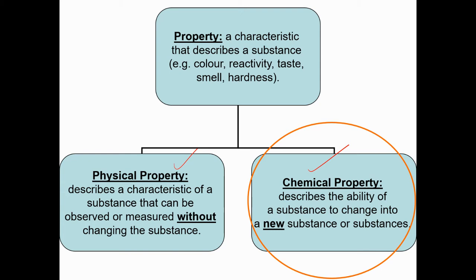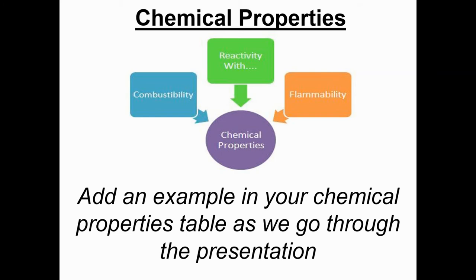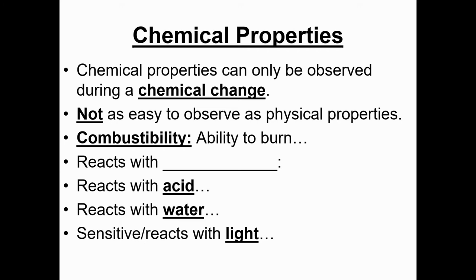And so we'll take a look at the various examples of chemical properties that exist. The main examples that we're going to discuss are combustibility and flammability, as well as reactivity with. So, as I mentioned, chemical properties can only be observed when you're doing a chemical change of some sort, when you're changing the identity of what your substance is. So they're not as easy to observe as physical properties.